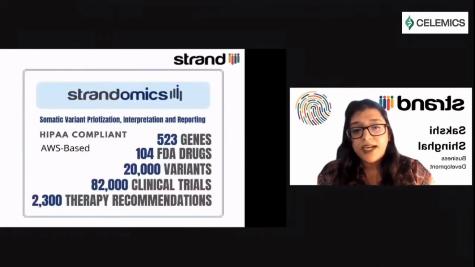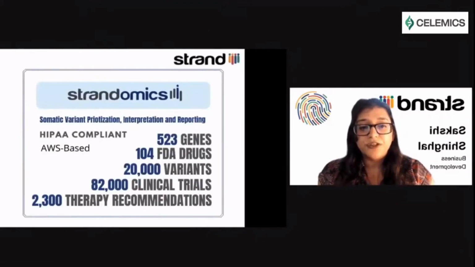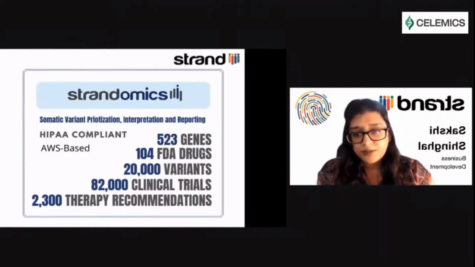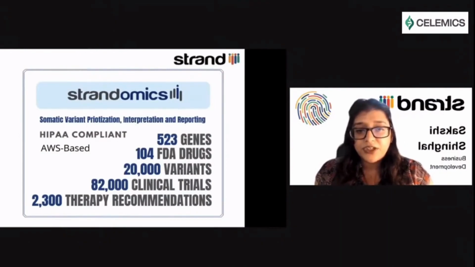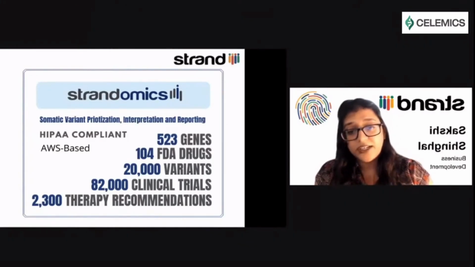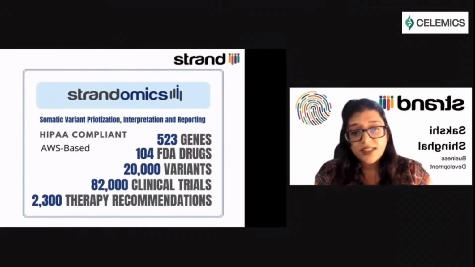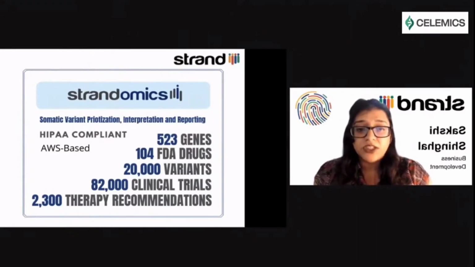StrandOmics is a HIPAA-compliant AWS-based platform for somatic prioritization, variant interpretation, and reporting, which has been used to generate clinical reports on the over 10,000 samples tested in our labs. StrandOmics contains information on over 500 genes, 20,000 variants, 750 targeted drugs, which include 104 FDA drugs, 82,000 clinical trials, and 2,300 therapy recommendations, which have AMP-tier classifications.